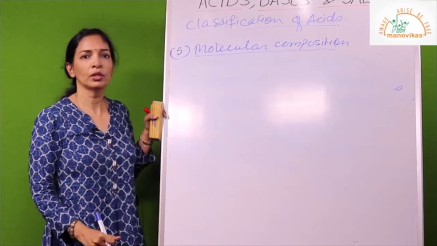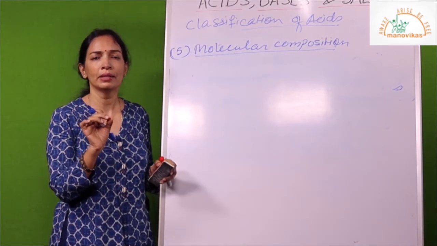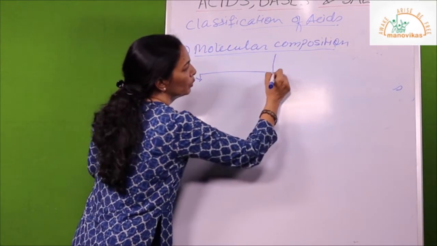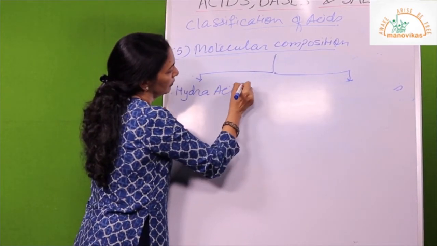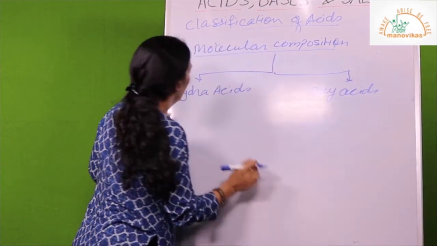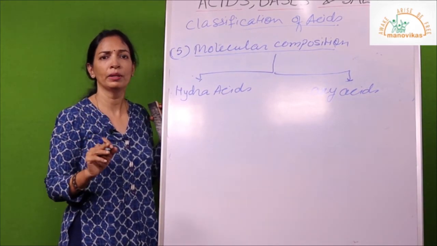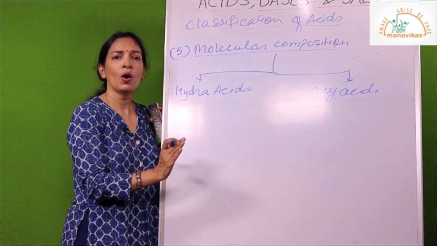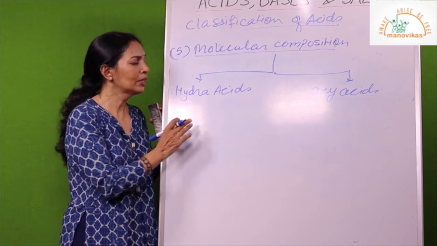What is molecular composition? If you look at the molecule of an acid, you will see what all the elements and atoms of elements are there. Okay, so on the basis of this, we can classify them into two classes: hydra acids and oxy acids. Now, in any acid, hydrogen atom has to be there, hydrogen ion will be there, otherwise it won't be acid. Okay, along with hydrogen, if there is no oxygen, only hydrogen and any other anion will be there, then it is known as hydra acid.